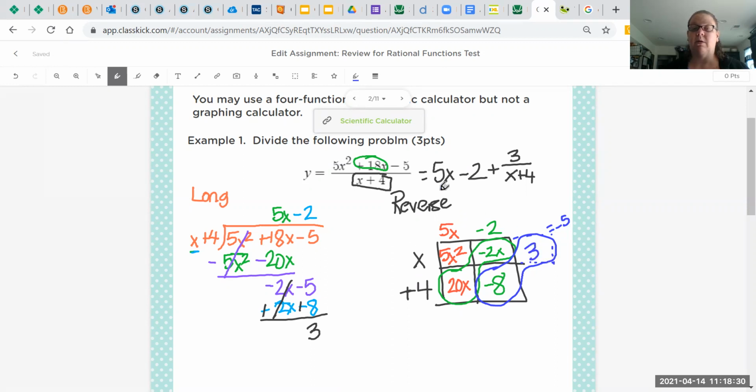And again, I'm just going to write it out just like I did up here. 5x minus 2 comes from right here. My remainder is just what's in this box. So my remainder is 3. That's my numerator. And the denominator comes from the original denominator, x plus 4. So this is my final answer no matter which way I do it.